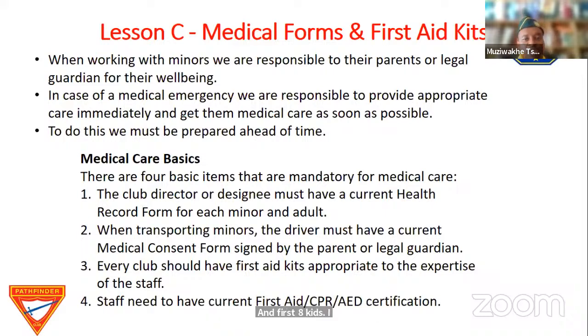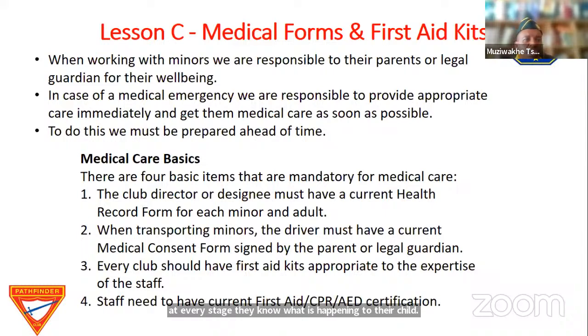I want us to be aware, leaders, that when working with minors, we are responsible to their parents or legal guardians for their well-being. There are some children who will come with a gogo from the community, or a mother or a father from the community. In all what we do, we need to be aware that we are responsible to their parents and or their legal guardians regarding their well-being, and we need to constantly keep the channels of communication open to ensure that at every stage they know what is happening to their child.